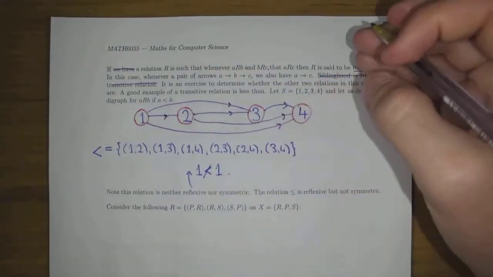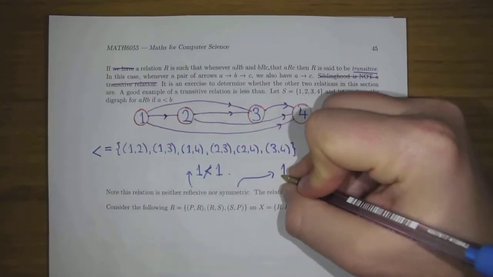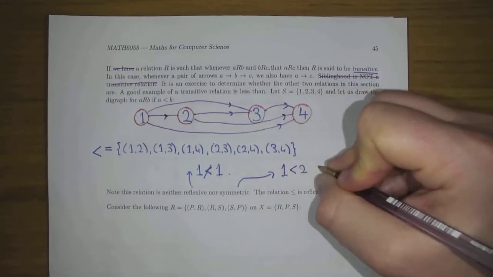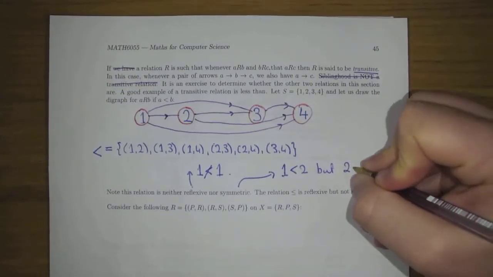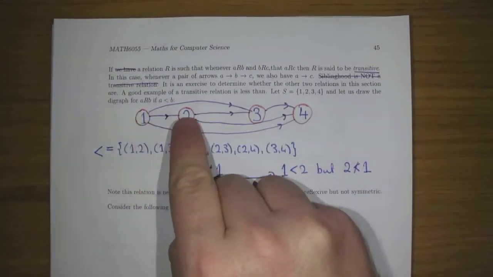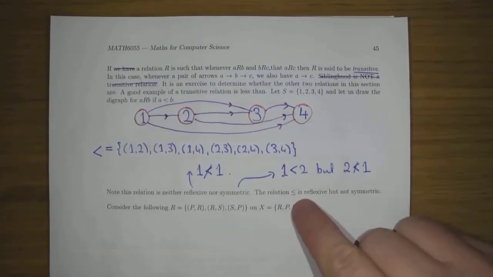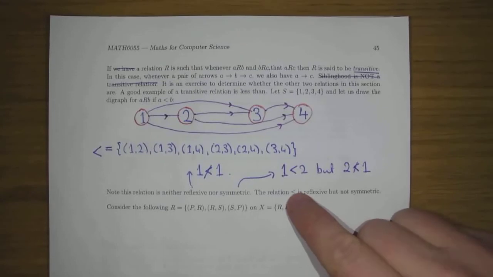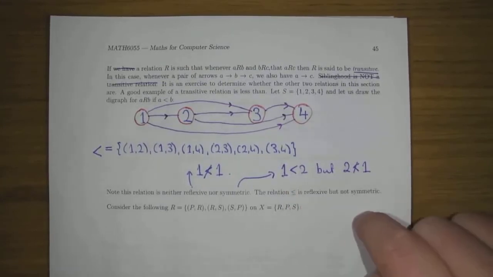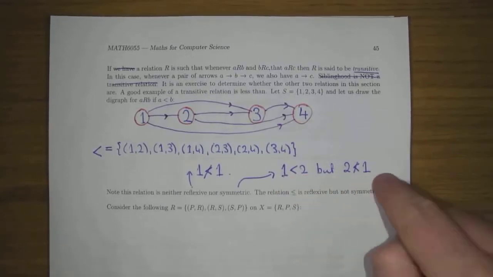And it's not symmetric because 1 is less than 2, but 2 is not less than 1. To be symmetric, if you have an arrow from 1 to 2, you have to have one going from 2 to 1. The less than or equal to is reflexive because 1 is less than or equal to 1, 2 is less than or equal to 2, 3 is less than or equal to 3, 4 is less than or equal to 4, but it's not symmetric because 1 is less than or equal to 2, but 2 is not less than or equal to 1.